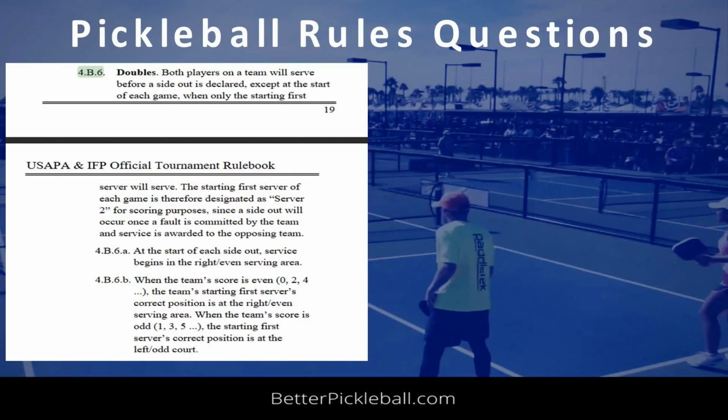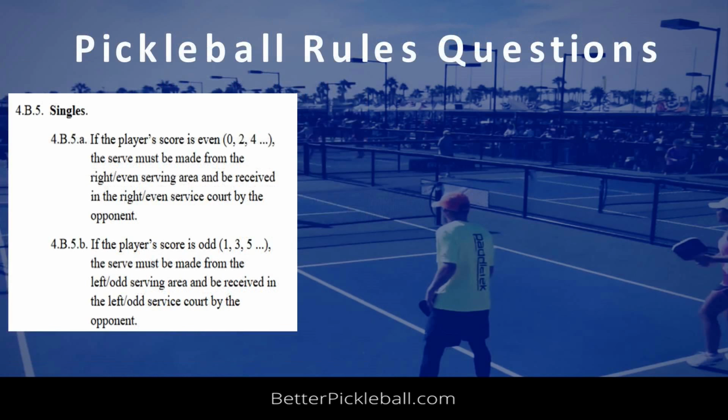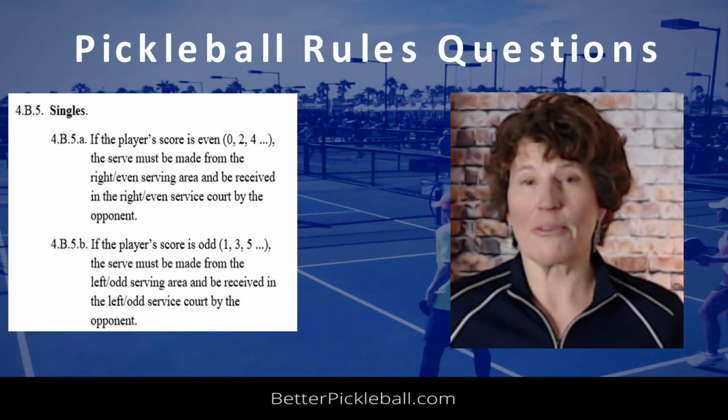I wanted to talk just a little bit about singles. So we talked about doubles in the service, and some of us don't always play singles. So I want to get over here to the singles. This was actually rule 4B5. If you're playing singles and the score is even, the serve is going to be made from the right side of the court. If the score is odd, the serve is going to be made from the left side of the court.